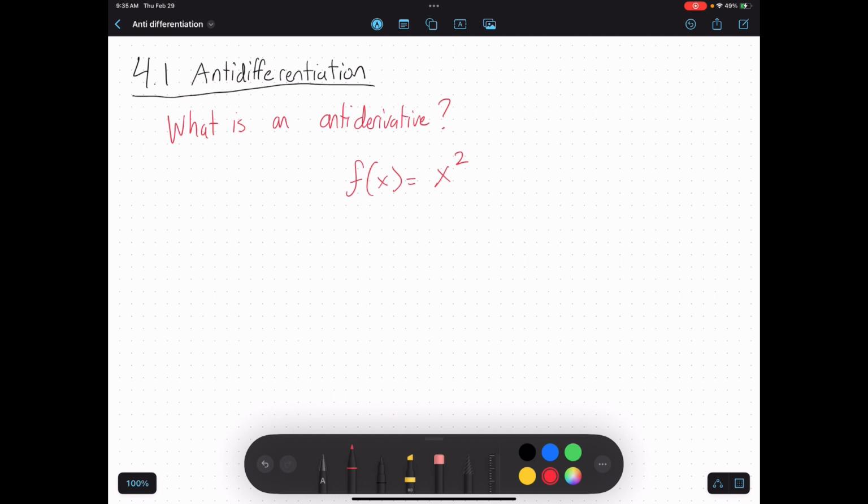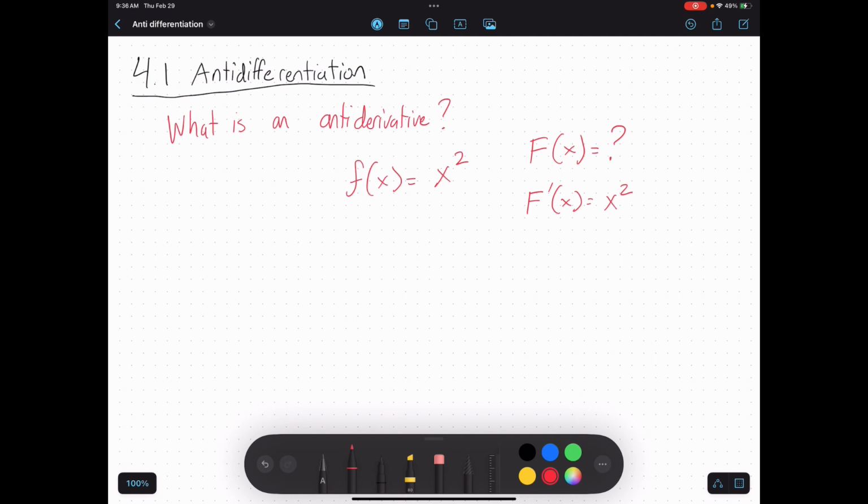What an antiderivative is asking is, what function, when I take the derivative of it, will give me, in our example, x squared? Okay, what function can I find? A lot of times with antiderivatives, we use a capital letter of whatever the function is. So in this case, capital F. What function out there can I find such that when I take the derivative of it, I get x squared?